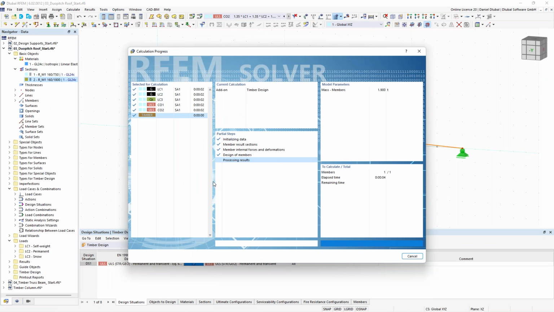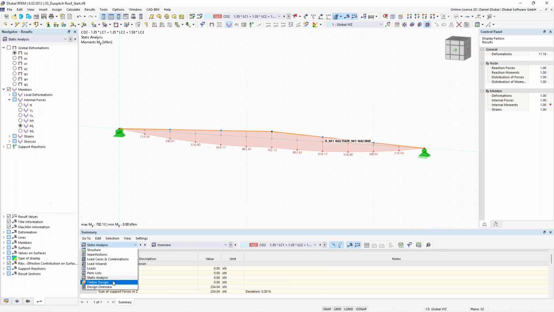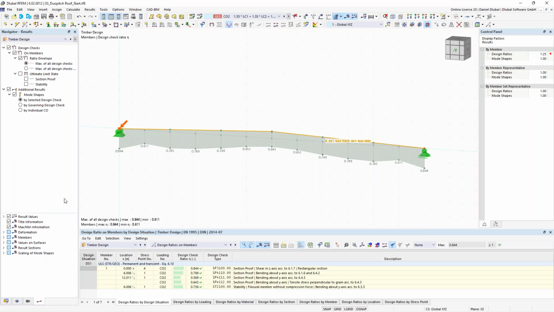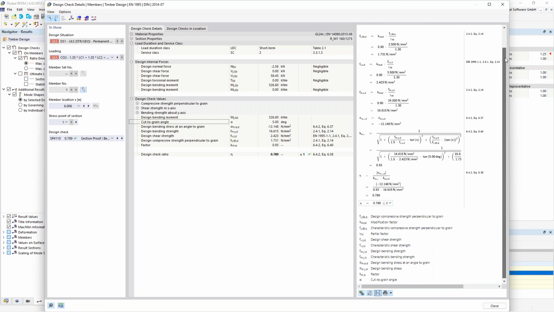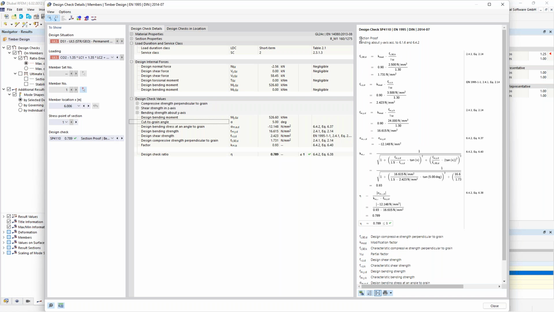Okay, good. One more thing: in order to get to know your cut to grain angle, you can go here to the section proof, and now you see here in every proof the cut to grain angle, and this is here 5 degrees, also with that design check, with that section proof.